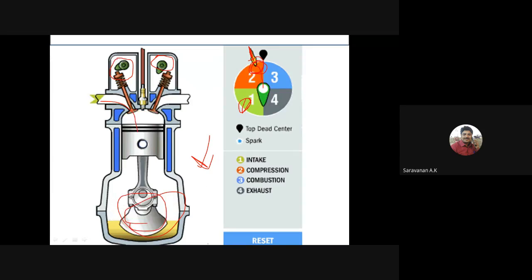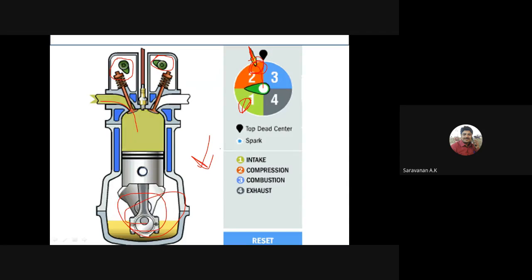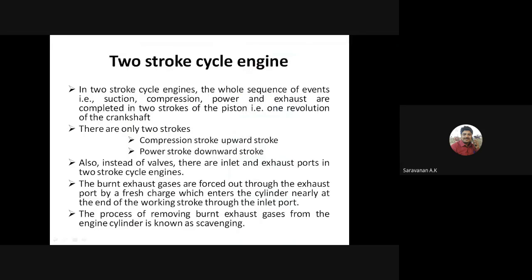But in the two-stroke engine, we get a power stroke in only one rotation of the crank. We have to get all the strokes, that is suction, compression, power stroke and exhaust stroke, in the one revolution of the crank, that is the two strokes of the piston or one revolution of the crankshaft, right? So here the suction and compression take place in an upward stroke, and the power and exhaust take place in a downward stroke, right?